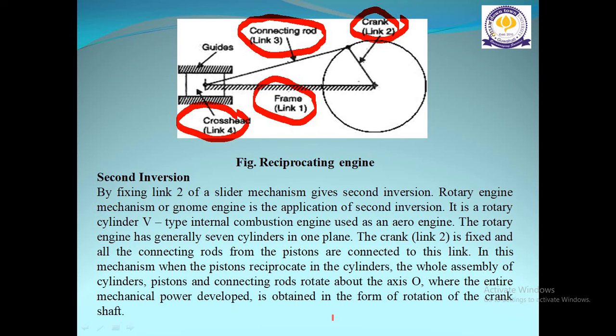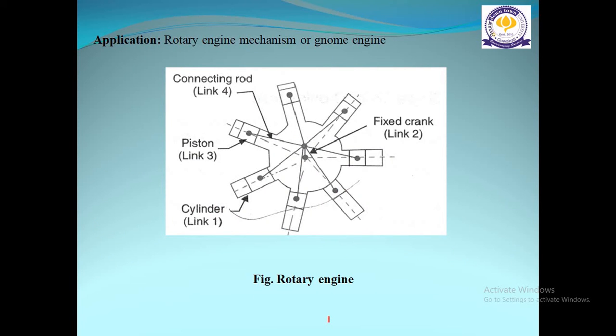The crank, that is link 2, is fixed, and all the connecting rods from the pistons are connected to this link. In this mechanism, when the pistons reciprocate in the cylinders, the whole assembly of cylinders, pistons and connecting rods rotate about the axis O, where the entire mechanical power developed is obtained in the form of rotation of the crankshaft. Here you can see the figure of the rotary engine, that is rotary engine mechanism or dome engine.